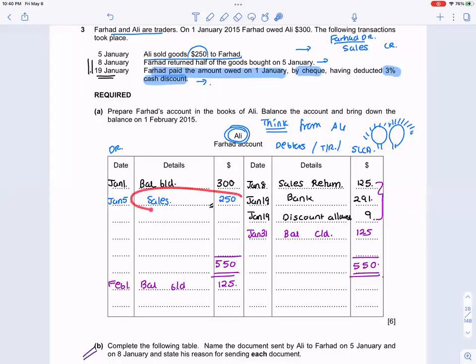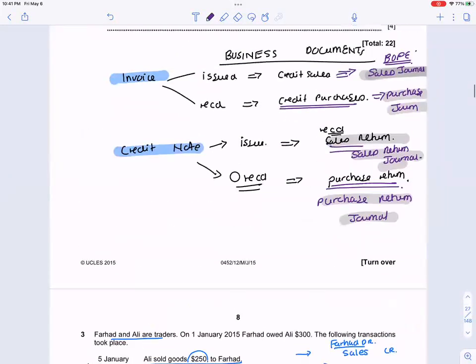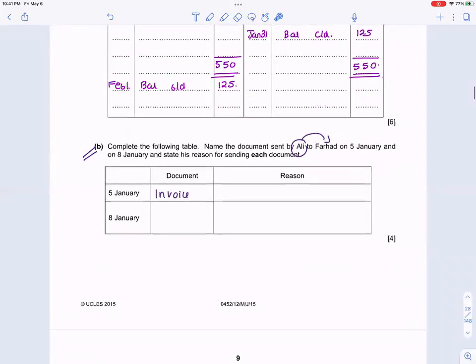Can you tell me, is this credit sales or debit sales? Credit sales. So for 5th of January, you have had credit sales. Can you tell me the document that Ali would give to Farhad? It will be invoice issued. Ali has done credit sales, so the document that Ali will give to Farhad would be an invoice. He will issue an invoice.